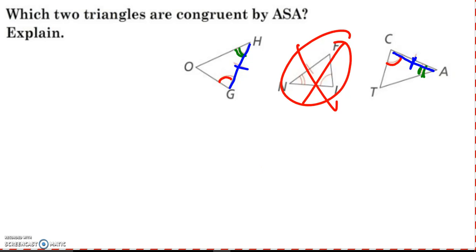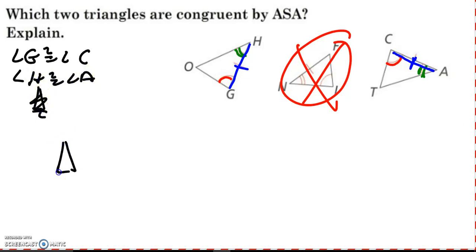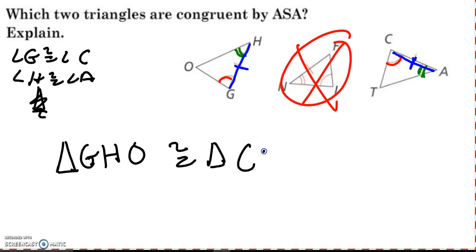And if we wanted to write a congruency statement, there's a bunch of ways we could write this, but I know angle G is congruent to angle C, angle H is congruent to angle A. So I'm going to say triangle GHO is congruent to triangle CAT.